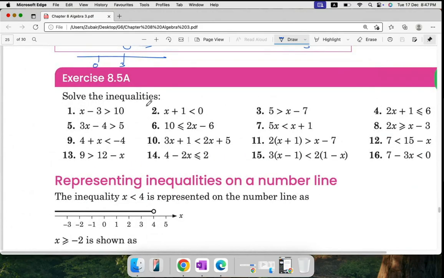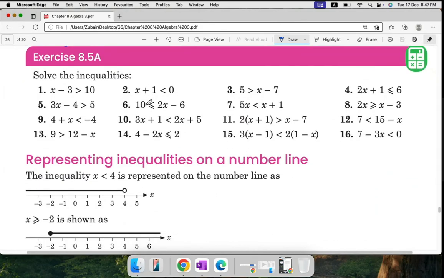Try the first inequality. You won't need to write it. Just answer it directly. 13. Correct. x is greater than 13. Second, minus 1. x is less than minus 1. And for the third one it will be 12 is greater than x.